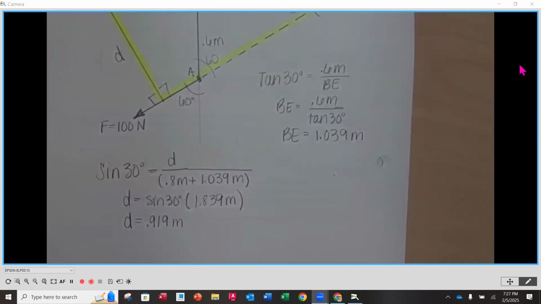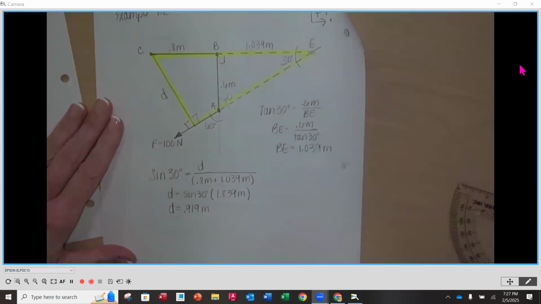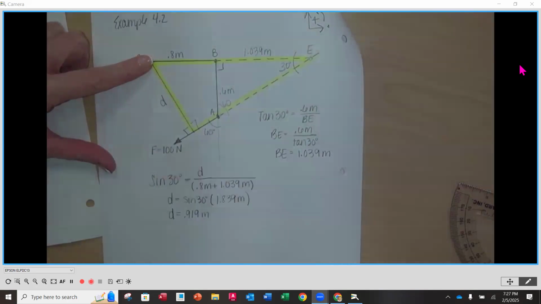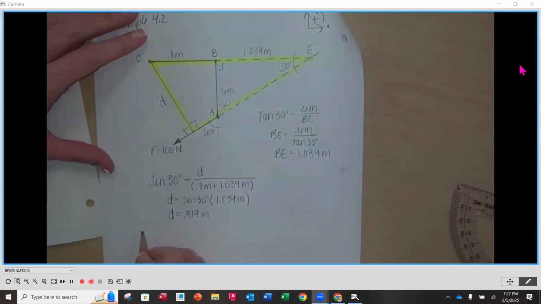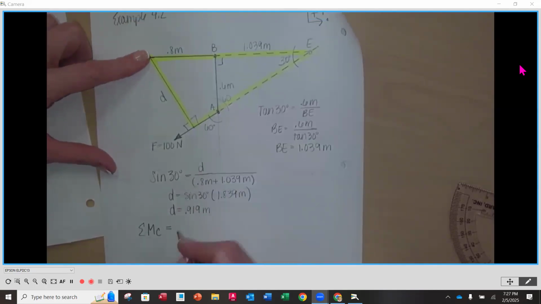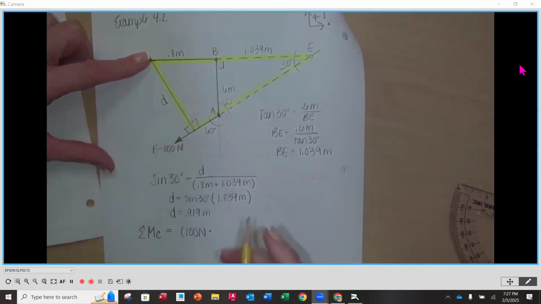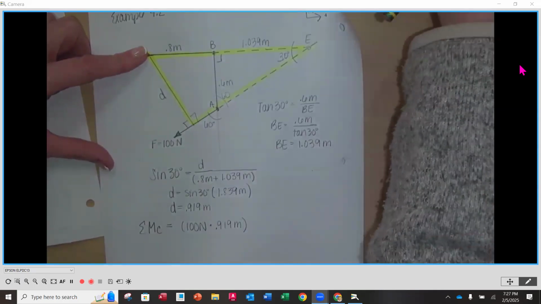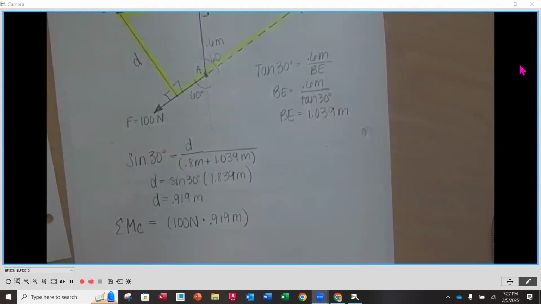Now, that's not our final answer, is it? Because what are we trying to find in this problem? We're trying to find the moment about point C, right? So if C is up here, our force is here, we just solved for the distance. So now we're going to use that distance. We're going to sum our moment around point C equal to the 100 newtons, that's the magnitude of our force, times the perpendicular distance, 0.919 meters. Notice I have the units in back of each one of those quantities. Make sure you put it in there.